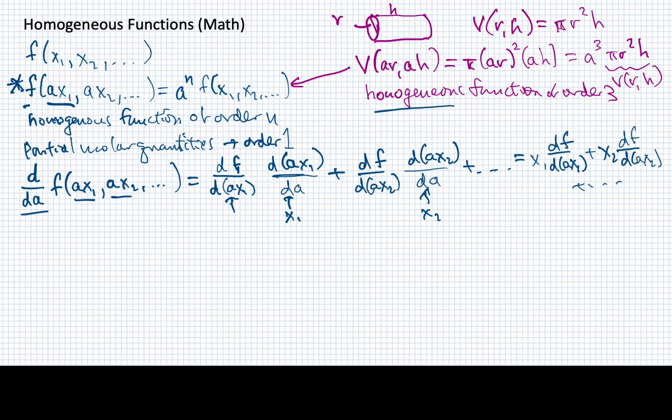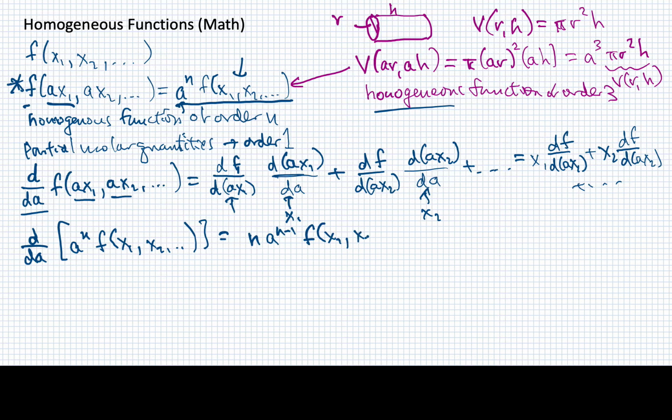And there are, of course, one term for each of the variables in the function. Now, since it's a homogeneous function, that means it also equals this. And in this case, the function doesn't have any dependence on a, only this prefactor that indicates the order of the homogeneous function. So d dA of the quantity a raised to the n of f of x1, x2, and so forth is just going to be n a to the n minus 1 times f of all these variables. So now these two things are equal to one another.